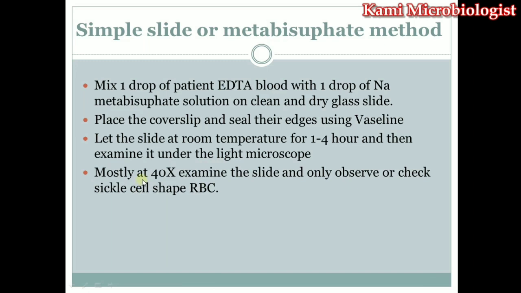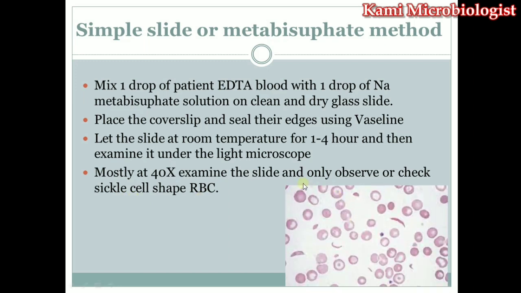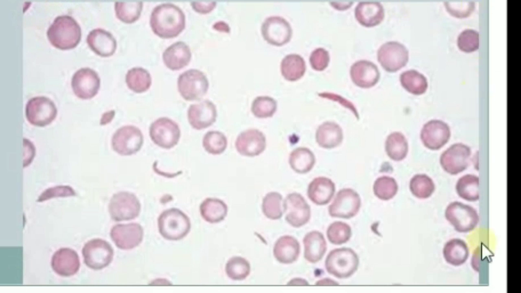Mostly at 10x we focus the slide, and at 40x we visualize all the cells. In this case we visualize the sickle shaped RBC cells. As you can see, this is the slide under the microscope. Under the microscope you will find structures like that. These are the normal RBC, as you can see, and these are the abnormal RBC. C-shaped cells, as you can see. This is called a sickle cell, sickle shape.